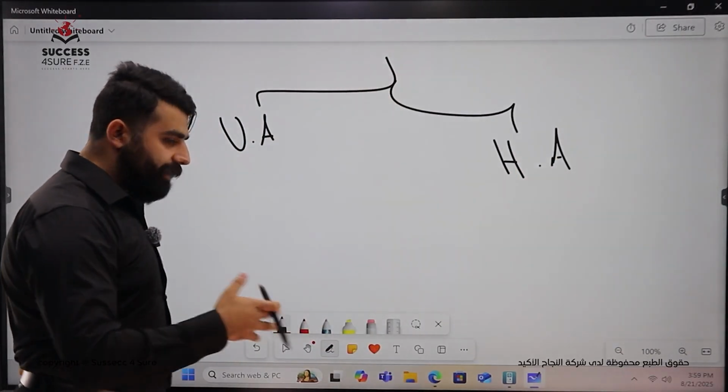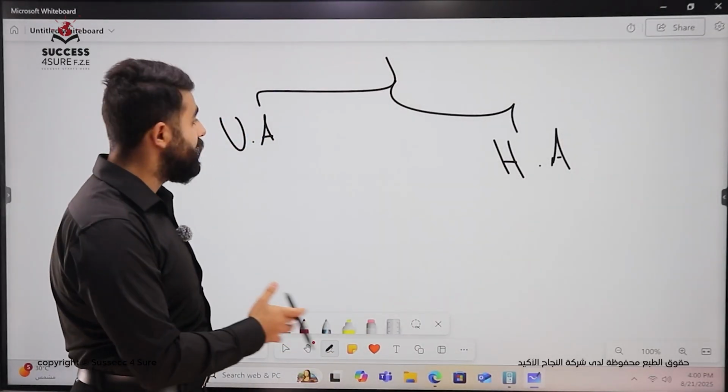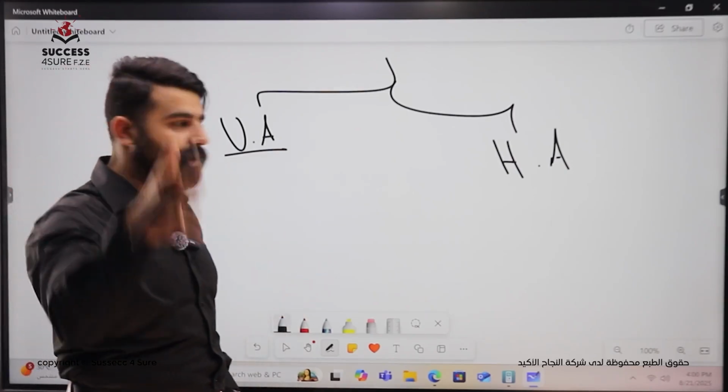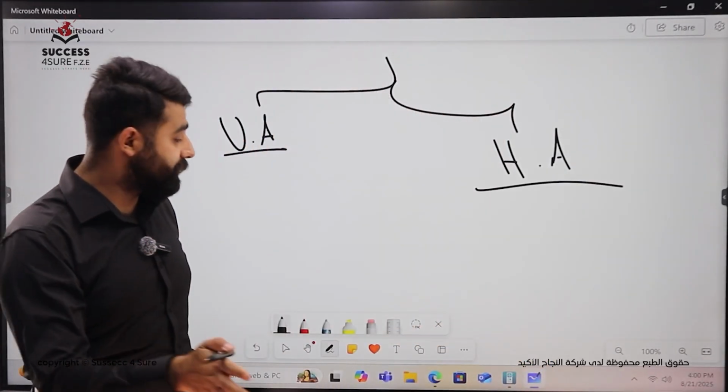Now, first of all, you have to know the main difference between the vertical asymptote and the horizontal asymptote. From the word, by saying vertical asymptote, it is a vertical line. And by saying a horizontal asymptote, it is a horizontal line.